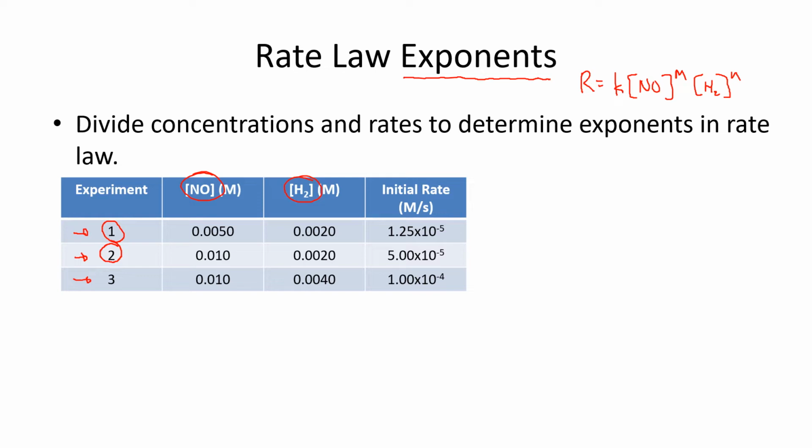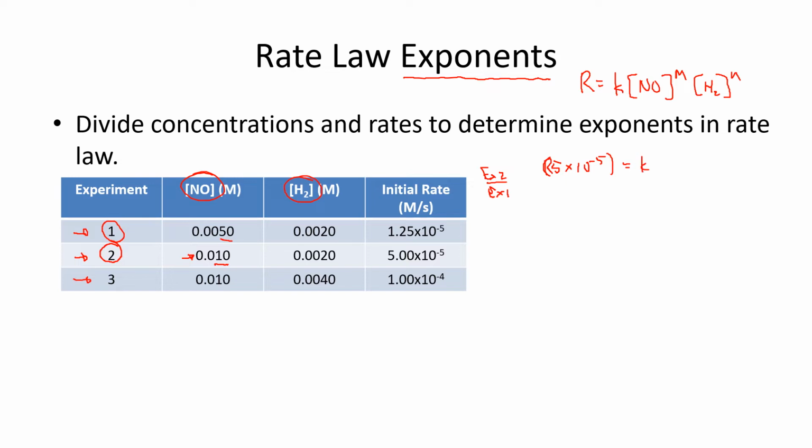I'm going to take experiment number 2 and divide by 1 because I see that the concentration of nitrogen monoxide here is greater in number 2 than it is in number 1. So if I divide those, I'm going to get a whole number, whereas if I went the other way, I'd get a fraction. So we're going to take experiment 2 and divide by experiment 1. We'll take the rate, which is, I guess I won't rewrite it there, or I'll run out of space. So I'm going to put the rate here, which is 5 times 10 to the negative 5.